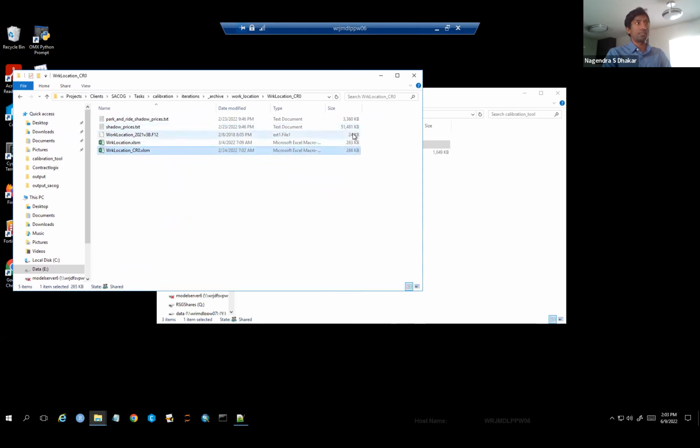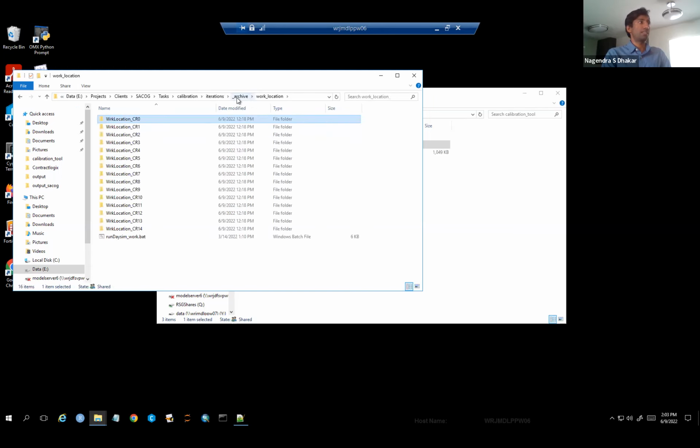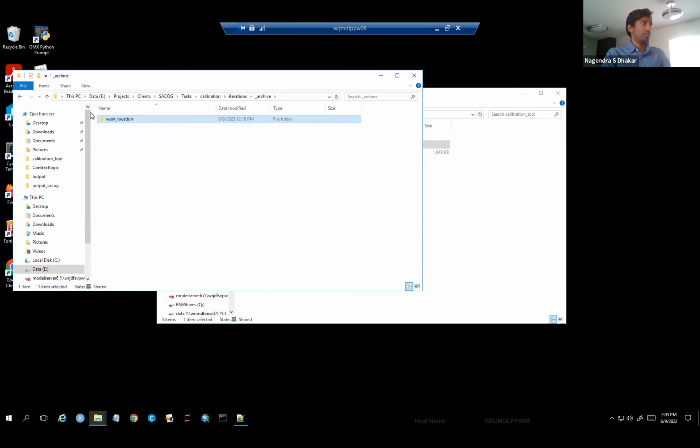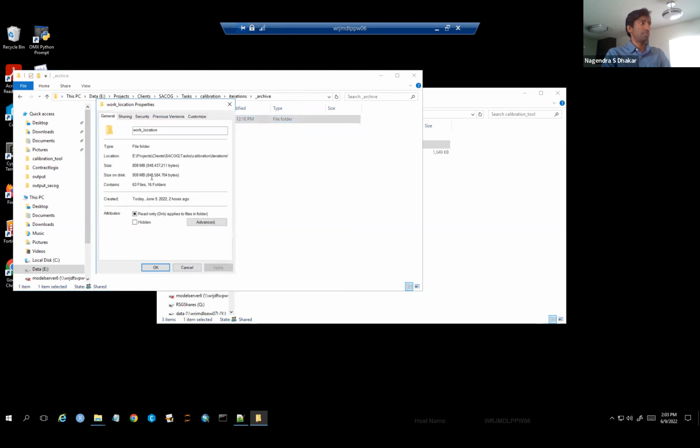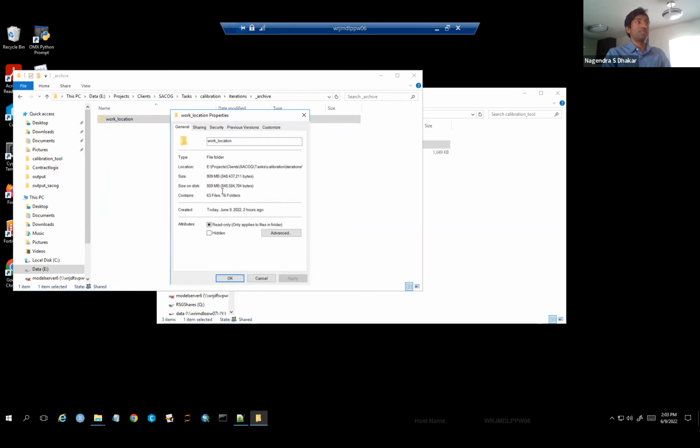Otherwise, the park and ride shadow price is like 3 MB. The main shadow price is 50 MB. The coefficient file is very tiny, and even the spreadsheet is only 260 kilobytes. So if you look at the size of the work location folder after 14 rounds of iteration, it is only 800 megabytes, and the majority of it is because of the shadow price.